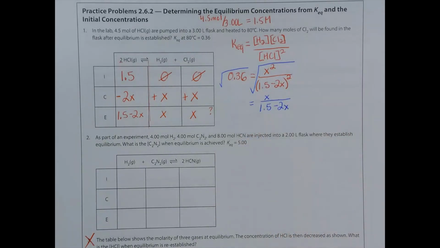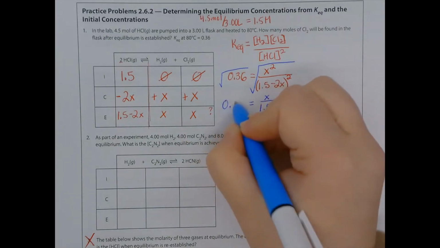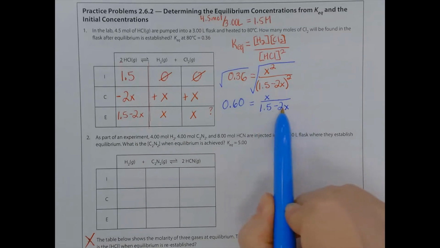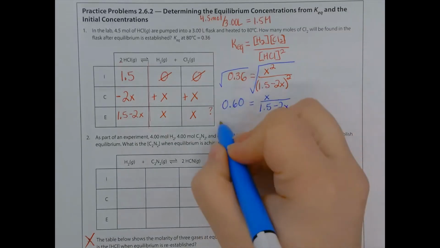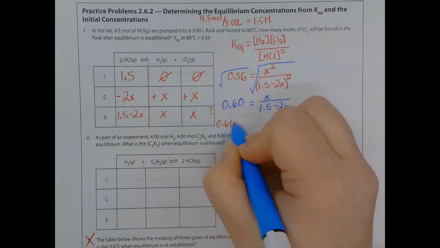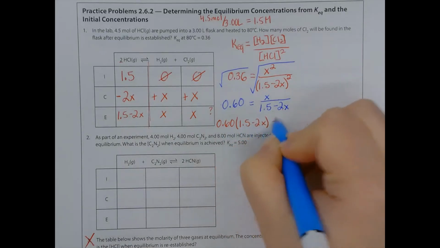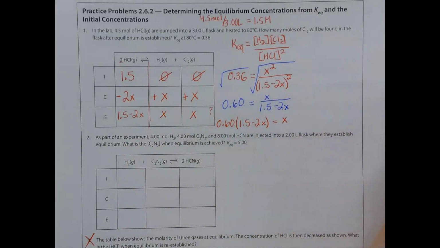And then we have the square root of 0.36, which is 0.60, right? Square root of 36 is 6. All right. Now we need to do a little rearranging. So we've got this term in the denominator, 1.5 minus 2x. We're going to multiply that to the other side. So we get 0.60 times 1.5 minus 2x, and that's equal to our numerator, x.